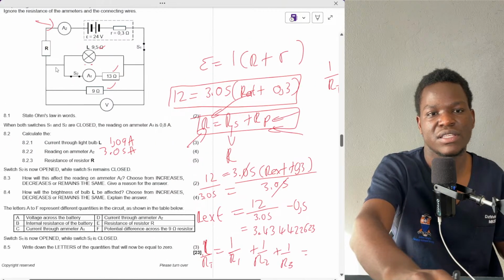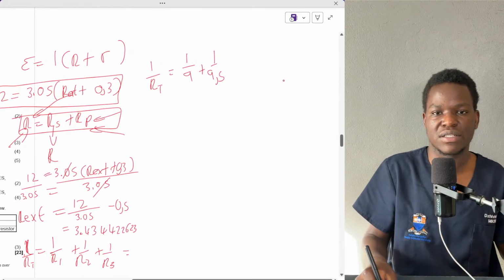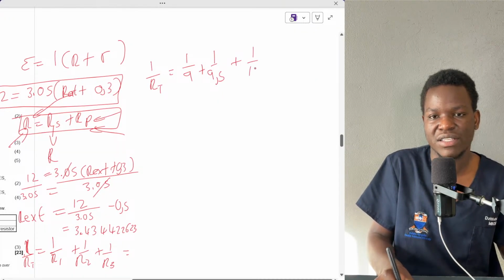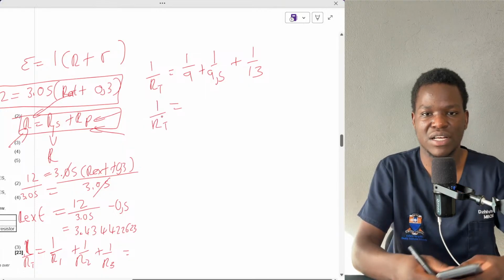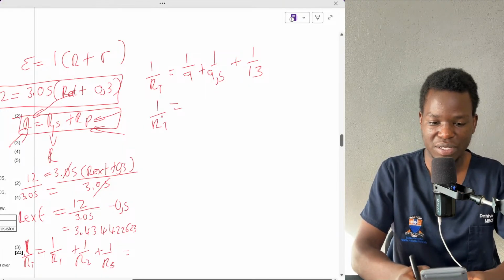Which one else is there? Is 13. Plus 1 over 13. So now you just add this one in a straight line. Just press the calculator this side. Let me press the calculator very fast.